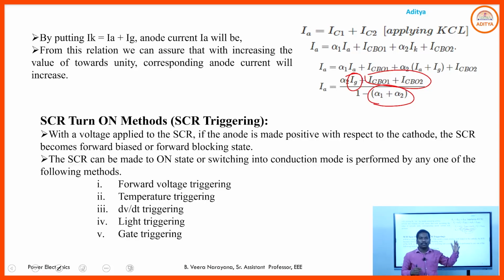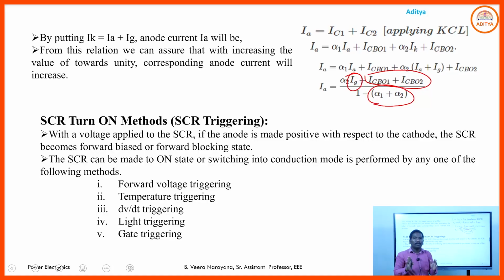So this two transistor analogy is used to explain the operation of the SCR in a simple manner. Hence we go through this two transistor analogy. In the two transistor analogy, finally we derive the anode current expression in terms of the gate current, leakage currents and current gains. Finally we have IA is equal to alpha 2 IG plus ICB01 plus ICB02 divided by 1 minus alpha 1 plus alpha 2.